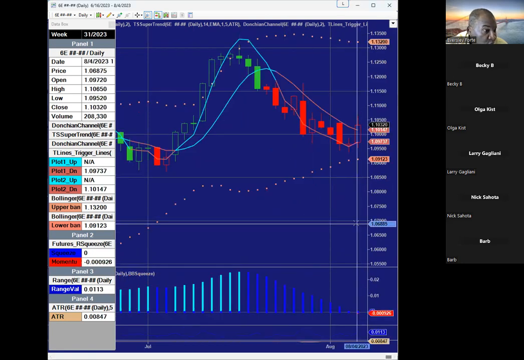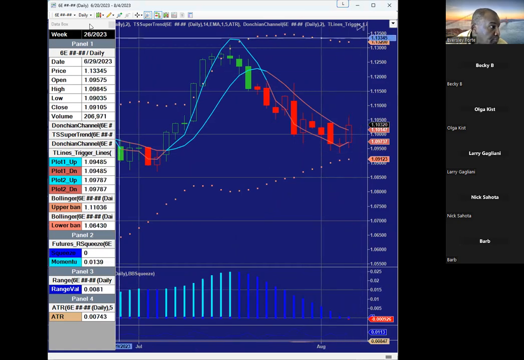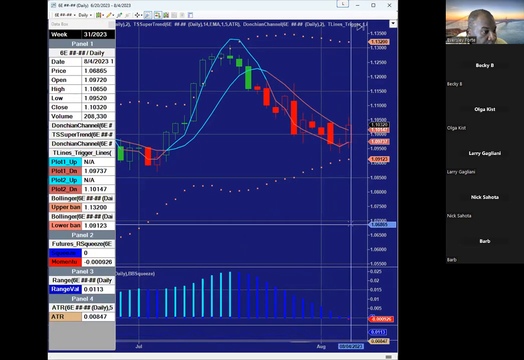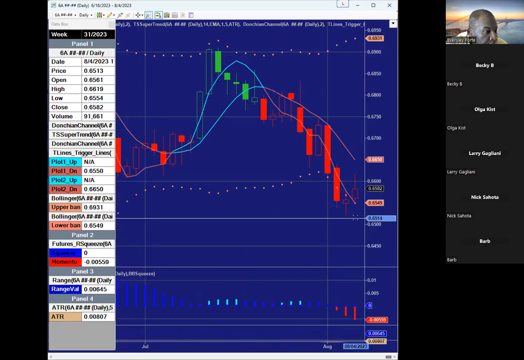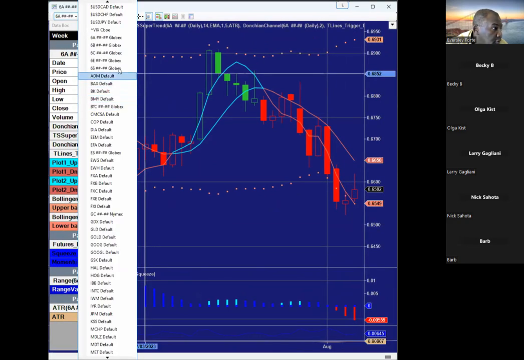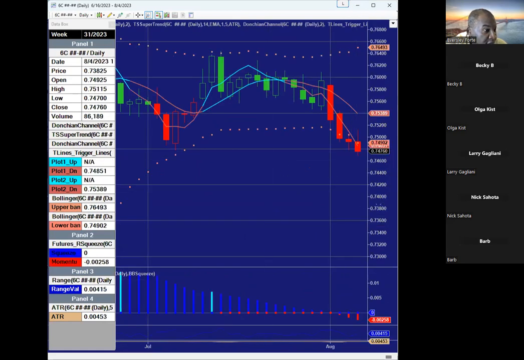I'm looking for this bear attack. Was there one on Friday? This is Friday now. Was there a cross down? Nope. Let's switch to Aussie dollar. Was there a cross down Friday? Nope, no trade. Switch to Canadian dollar. Was there a cross down on Friday? Nope, the strategy wasn't valid Friday.